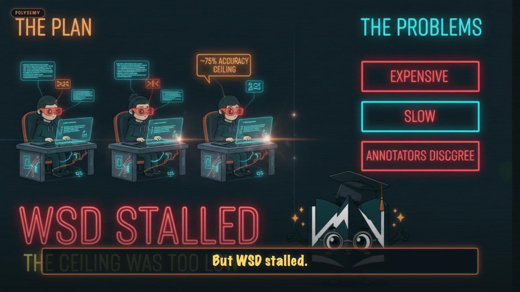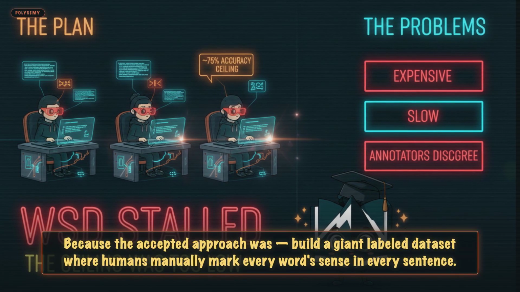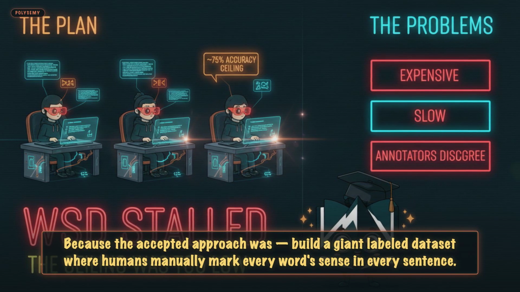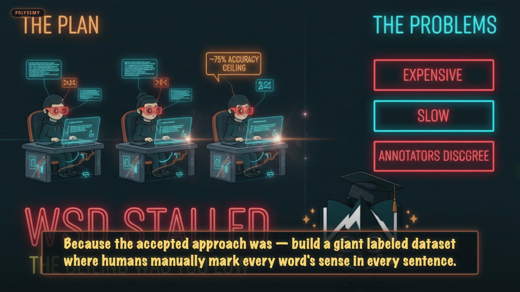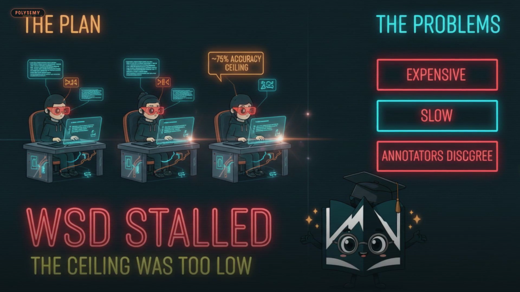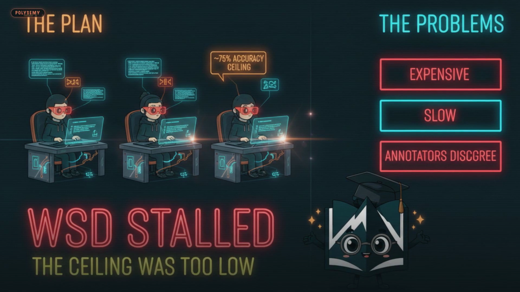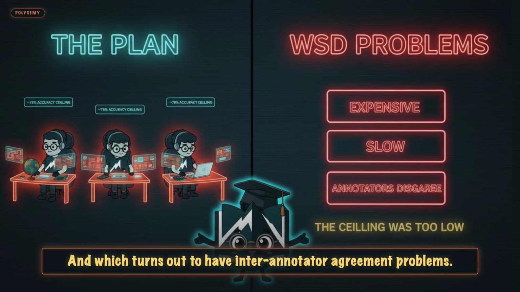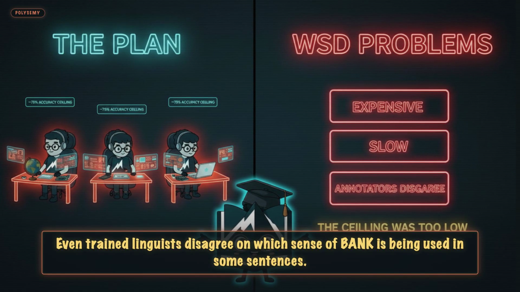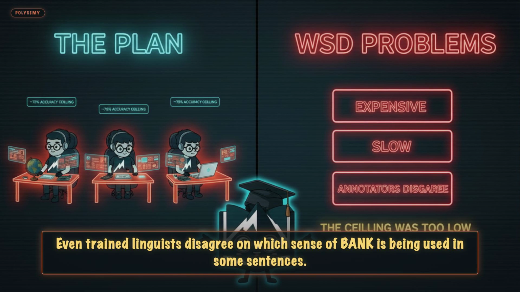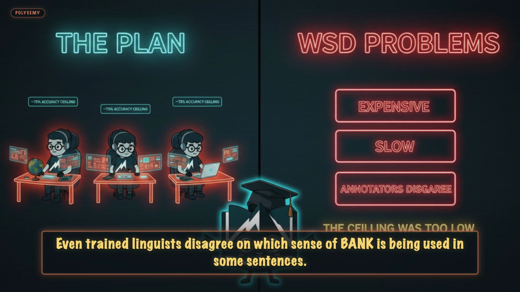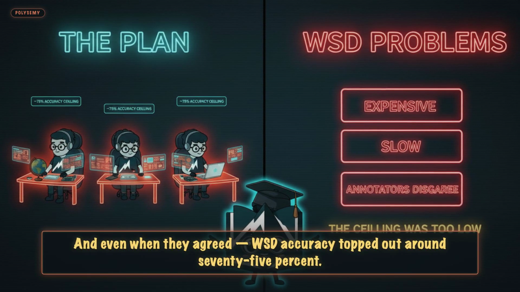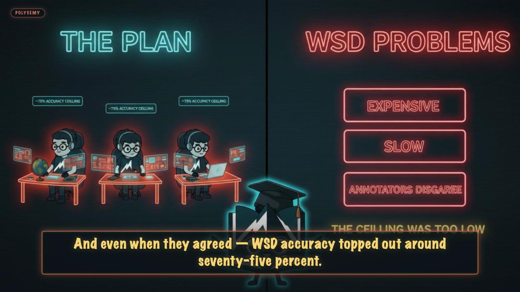But WSD stalled, because the accepted approach was to build a giant labeled dataset where humans manually mark every word sense in every sentence, which is expensive, which is slow, and which turns out to have inter-annotator agreement problems. Even trained linguists disagree on which sense of bank is being used in some sentences, and even when they agreed, WSD accuracy topped out around 75%.